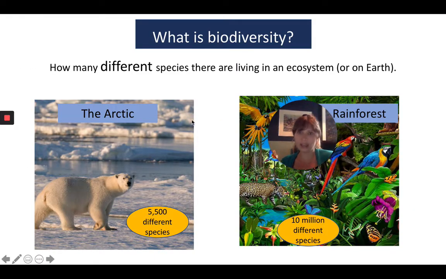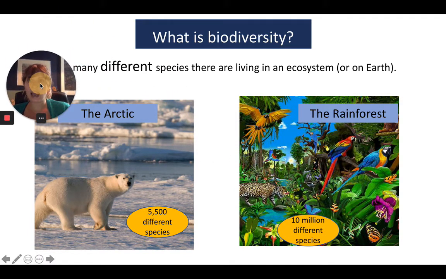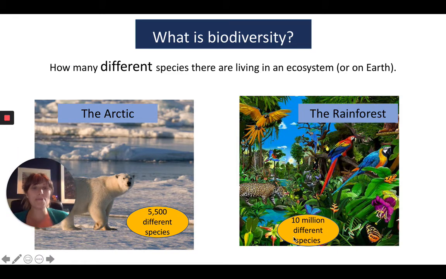The Arctic. Okay, the Arctic is a cold area that has 5,500 different species living there. Okay, so sounds like a lot, yeah? But then we look at the rainforest, okay, and actually the rainforest has 10 million species living there. Different species, and you can see by the pictures on this PowerPoint, you can only see 1 polar bear in that one, and in the rainforest you can see loads of different species of animals and plants, and those pictures represent what it's really like.